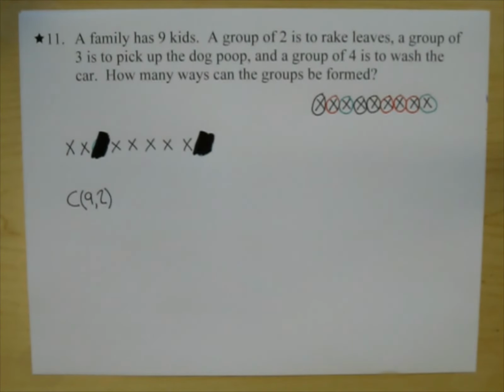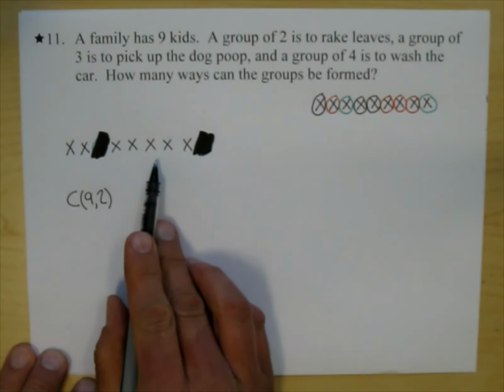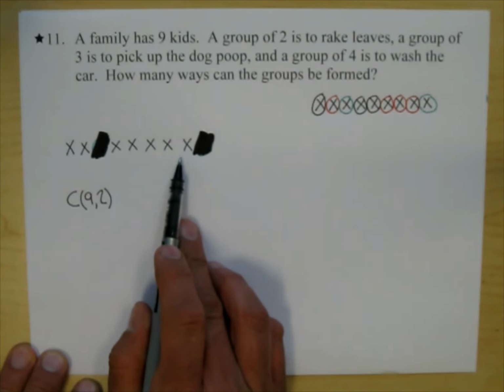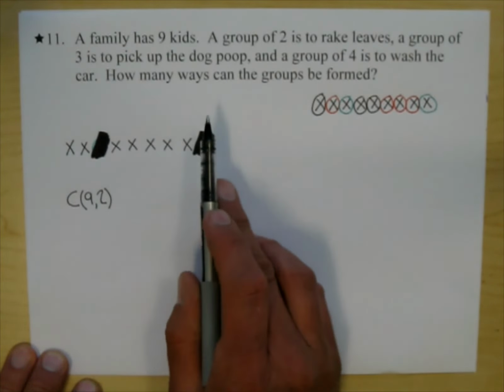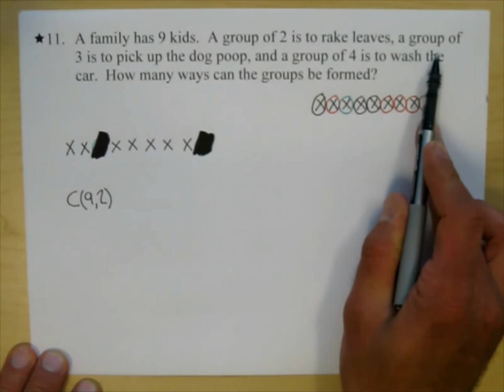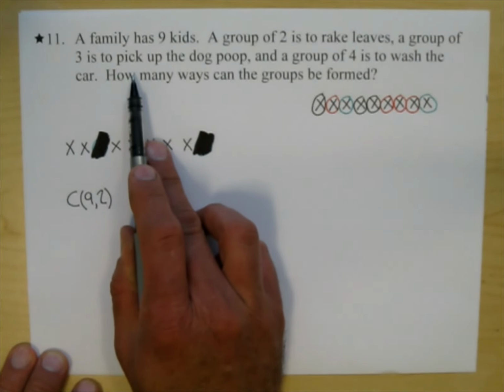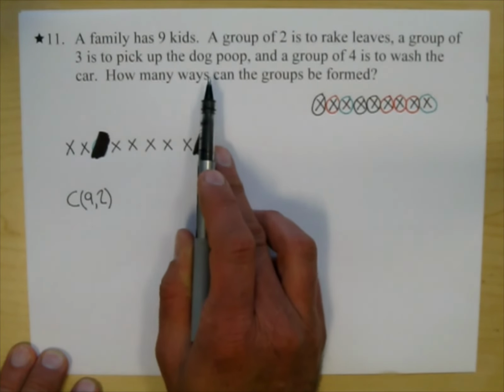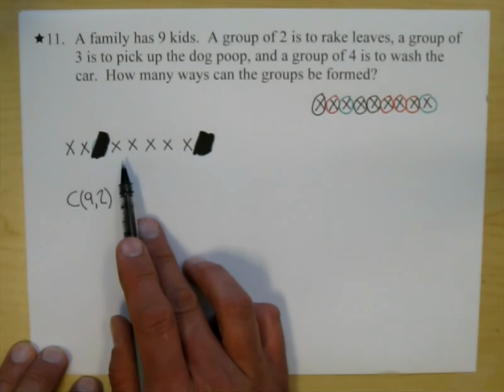And so now how many kids do you have standing here waiting for their assignments? 7. And so now the problem continues. A group of 3 is to pick up dog poop. So you've got to select those 3 to pick up dog poop.